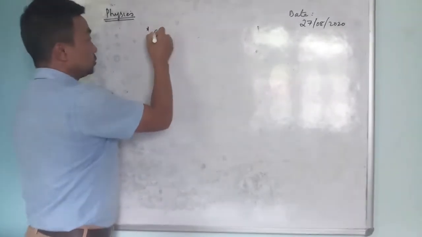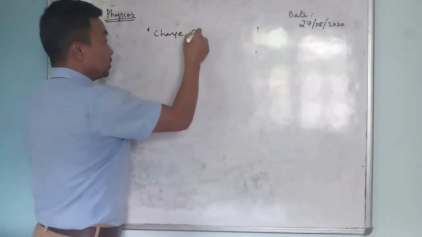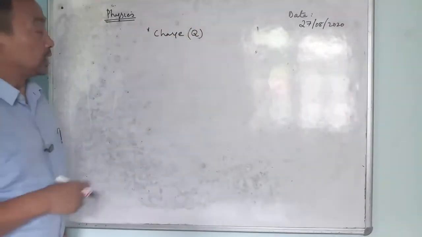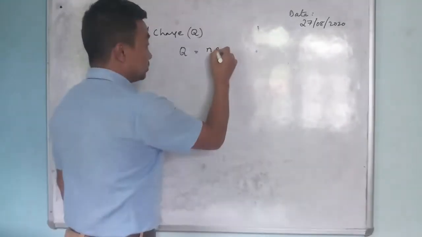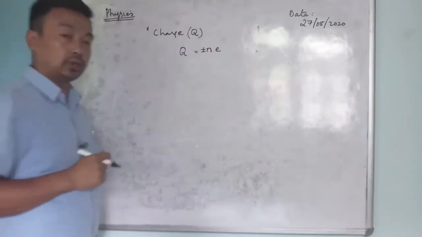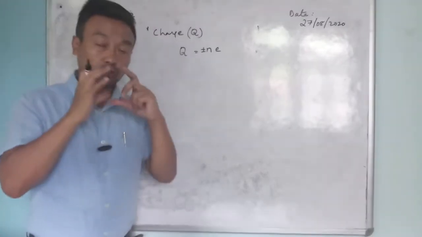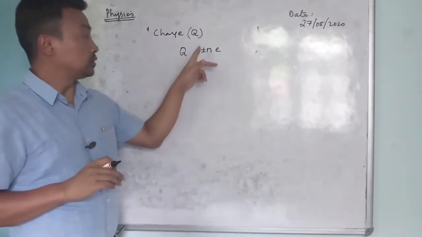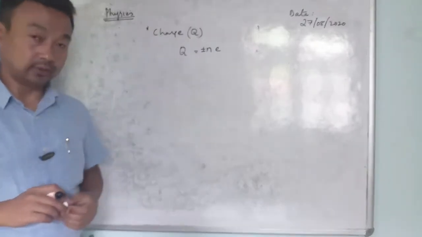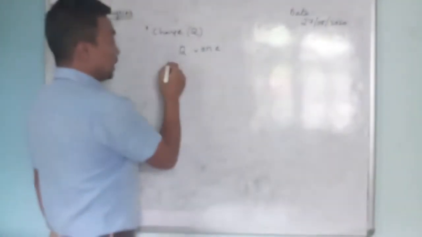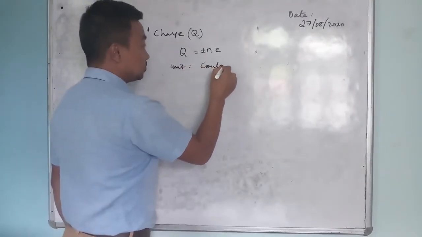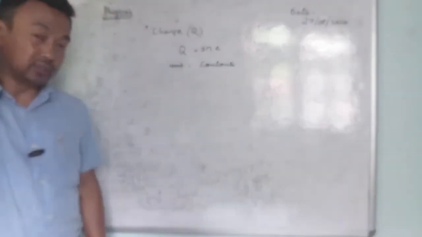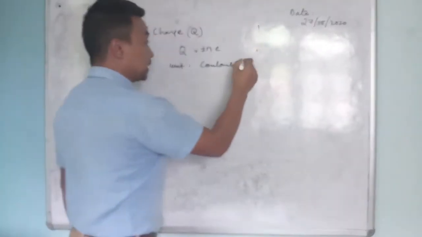The first one was the charge, which was denoted by the symbol Q, and it was nothing but the amount of electrons present in a conductor or in a wire. So it was given by this formula, Ne. N was the number of electrons present in the conductor, and plus and minus indicate the positive as well as the negative charge. And the unit for this was given as coulomb, which was denoted by capital C.